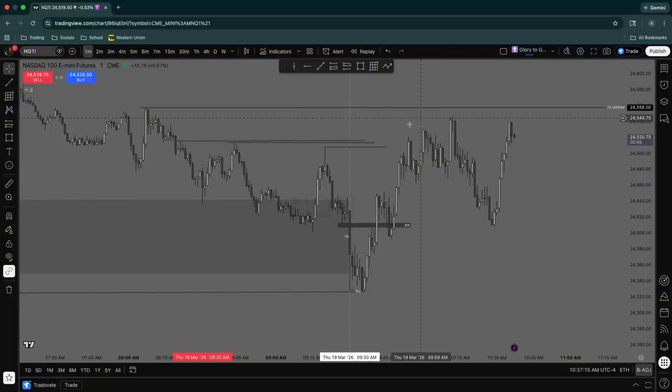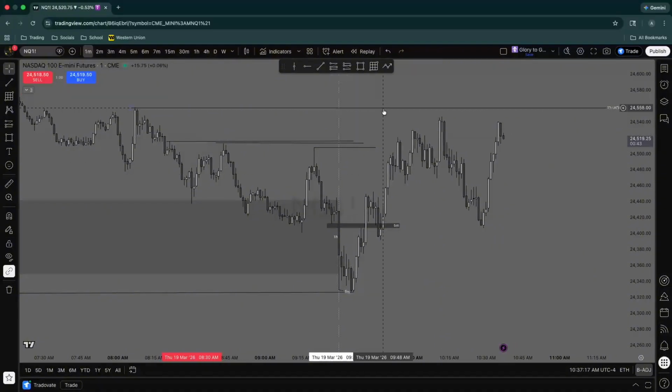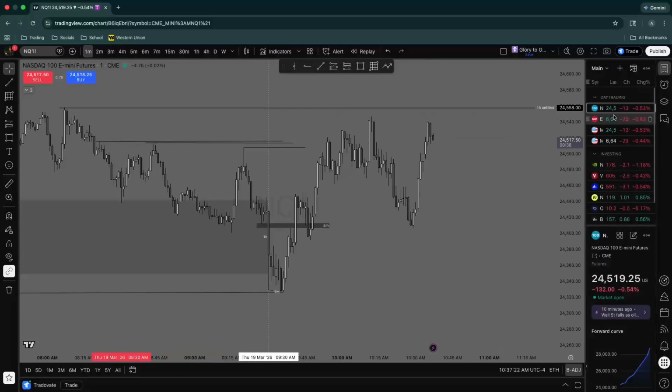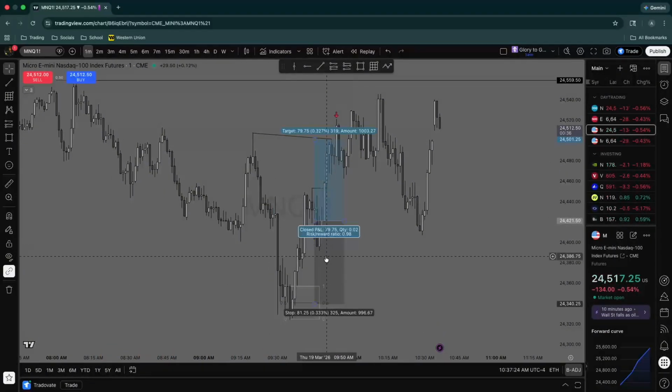Now I know maybe some of you guys took this and held it to the 1 hour unfilled and then got break even, or you just exited at a 1-to-1. Right here you can see my executions. Literally entered around here.